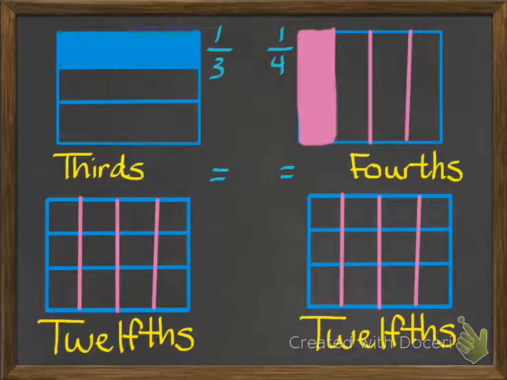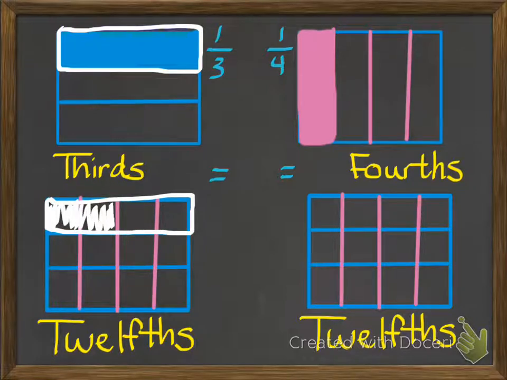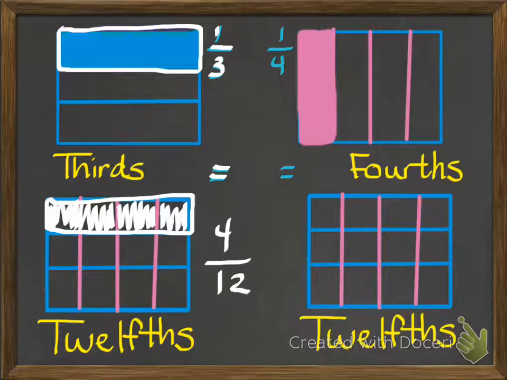So I'm going to color in. I've colored in up here on the thirds, I've colored in that section. I'm going to color in the same amount on the 12ths rectangle. And you can see when I color in the same amount, I'm coloring 1, 2, 3, 4 sections. So 1/3 up here, 1/3 is equal to 4/12. It's an equivalent fraction, right? It's equal to each other.